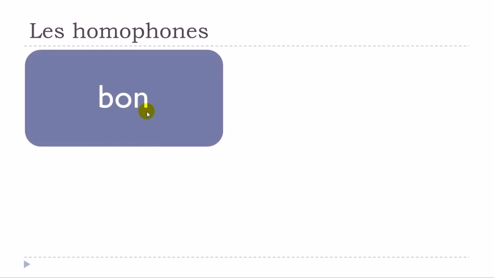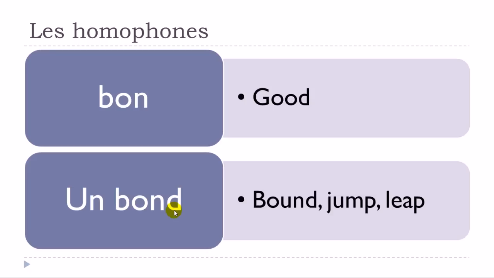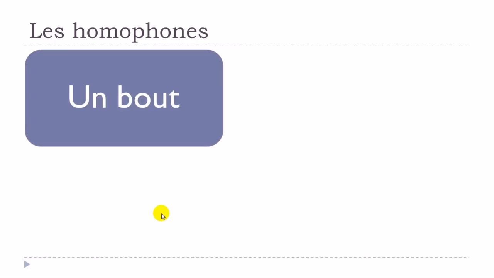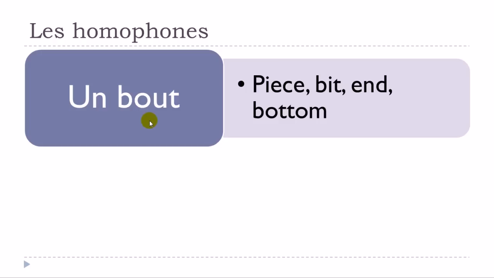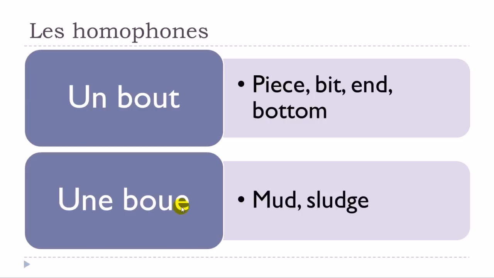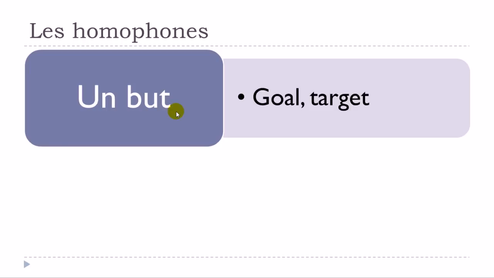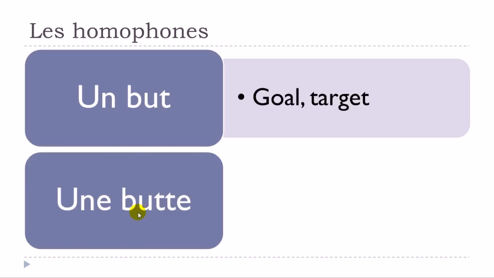In that case, it's this adjective, bon, and the meaning is good in English. Bon, all right. And here we've got the substantive, un bon. Un bon. Un bout. Remember, final T not pronounced. Un bout. Une boue. So here the only difference between the two is here you get T at the end and here you get E at the end. Une boue. Un but. Un but. Une but. Une but.